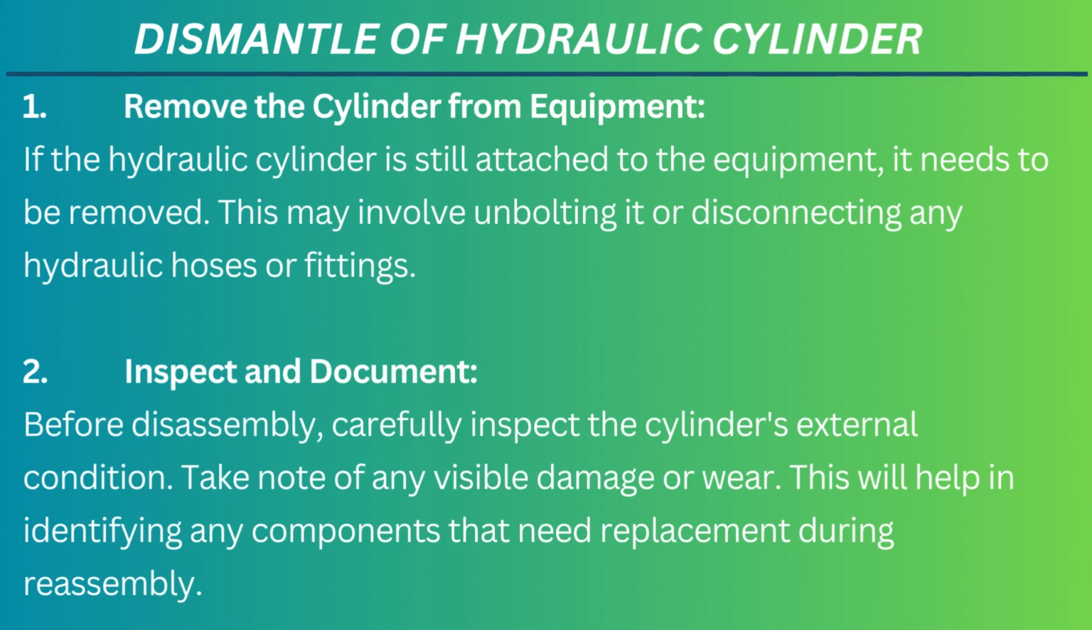Dismantling steps. 1. Remove the cylinder from equipment. If the hydraulic cylinder is still attached to the equipment, it needs to be removed. This may involve unbolting it or disconnecting any hydraulic hoses or fittings. 2. Inspect and document. Before disassembly, carefully inspect the cylinder's external condition. Take note of any visible damage or wear. This will help in identifying any components that need replacement during reassembly.